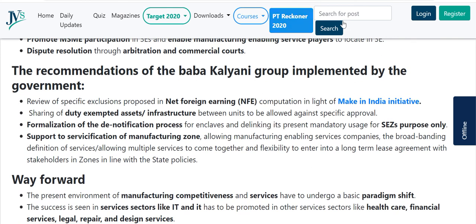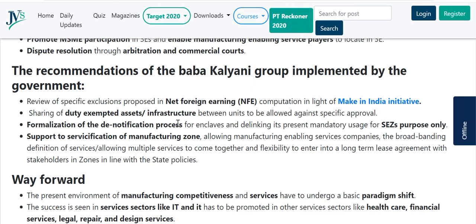Now, duty exempted assets and infrastructure between units. So duty exempted assets or infrastructure between SEZ units, they should be allowed. So against specific approval, the sharing of these duty exempted assets should be allowed between these SEZ units, and the government has approved of it.